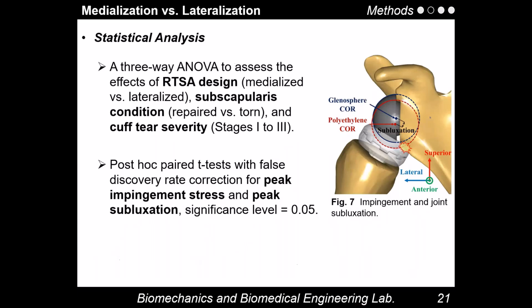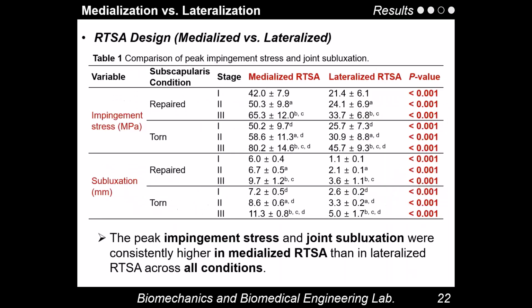We perform a three-way ANOVA to assess the effect of RTSA design, subscapularis condition, and cuff tear severity on the impingement stress and joint subluxation. Then we conduct post-hoc tests to compare them. Here are our results. Table 1 provides a comprehensive comparison of peak impingement stress and joint subluxation. To make this complex data easier to follow, I will break it down step by step.